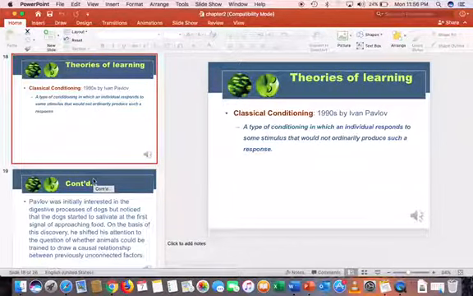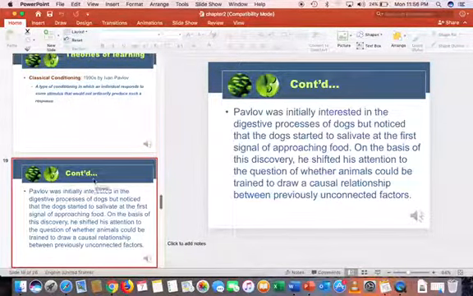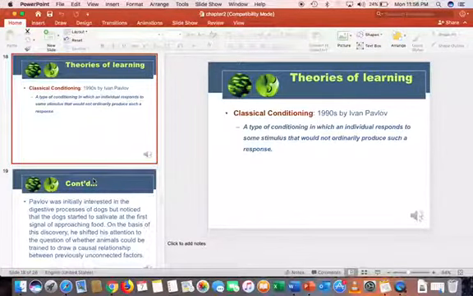It was presented by Ivan Pavlov, who conducted it on animals first, and then explored those theories on humans. Today this is called classical conditioning, which means a type of conditioning in which an individual responds to some stimulus that would not ordinarily produce such a response.